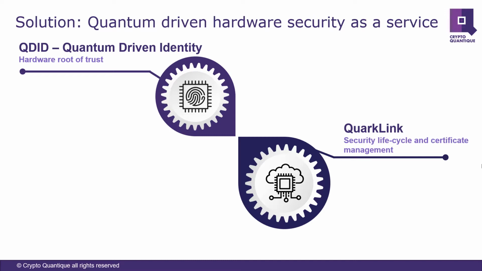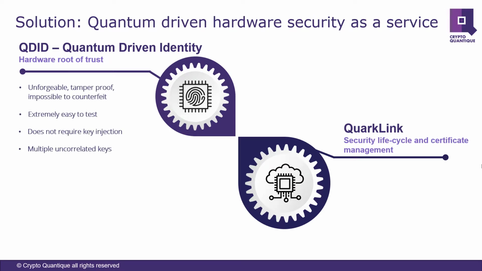Let's have a look at the products that we're going to showcase today. So here you can see two. There is the QDID and the QuarkLink. These form part of the Quantique's Q architecture. So the QDID, which stands for Quantum Driven Identity. The QDID is a hardware IP block that can be integrated into a customer's semiconductor device, examples of which are an ASIC, a system on chip or a microcontroller. Once integrated, the QDID forms part of the root of trust of that host device.